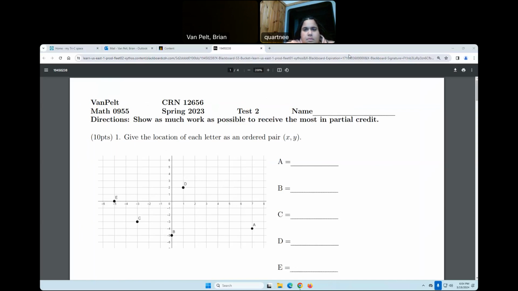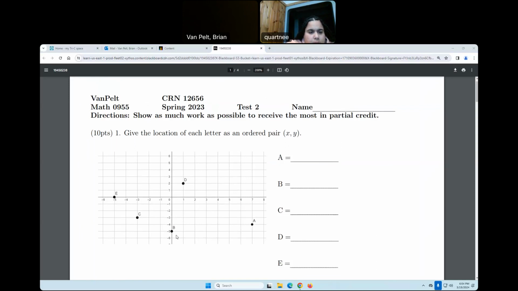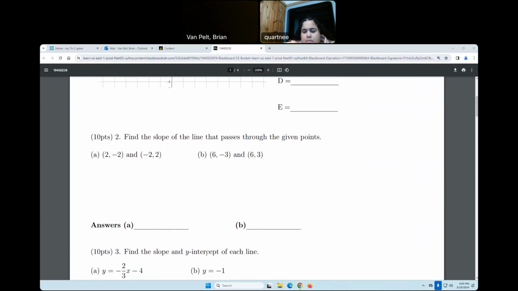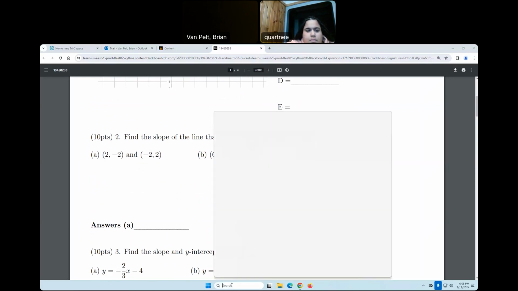So usually this question is one students do very well on. Do you want me to do this one? Either one of you? All right. This is the least of the problems in here. Oh yeah, let me go ahead and start this.